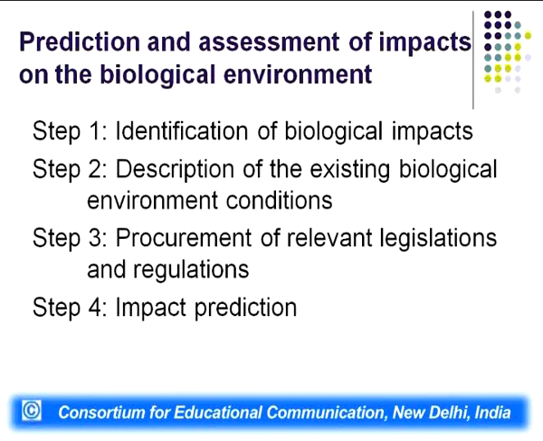The next one is prediction and assessment of the impacts on the biological environment. This comprises different steps. In the first step, we will have to identify the impacts on the biological environment. For that, we will have to describe the existing biological environmental conditions. Then we will have to procure the relevant legislations and regulations. Afterwards, we can easily predict the impact on that particular biological environment.